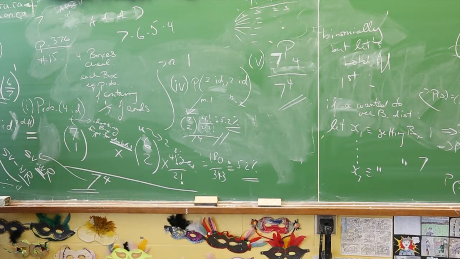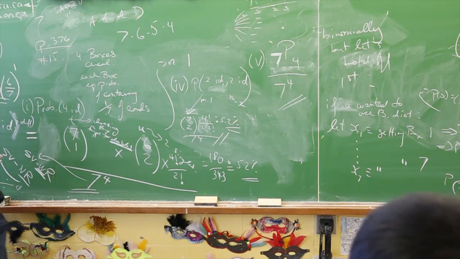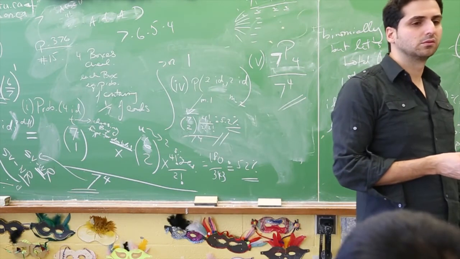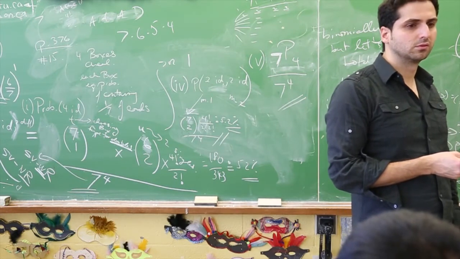There's B and C. Okay. What's next? Sketch a probability distribution for the number of different cards you might find in the 4 boxes.